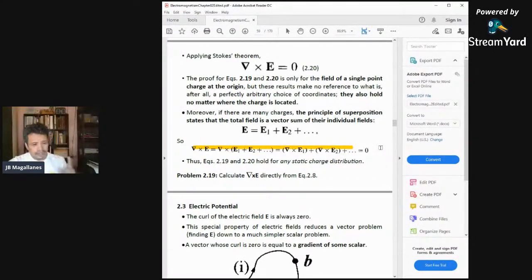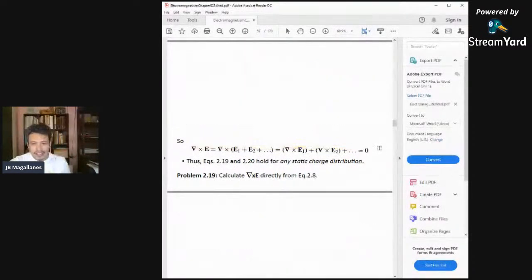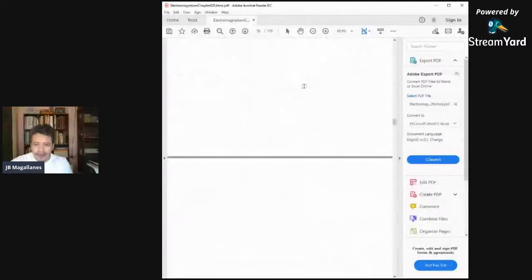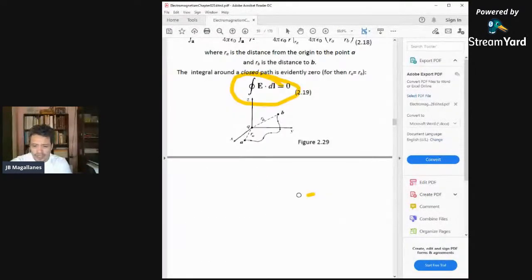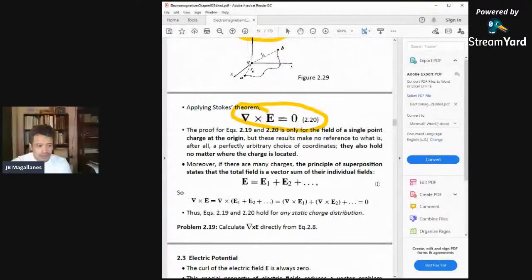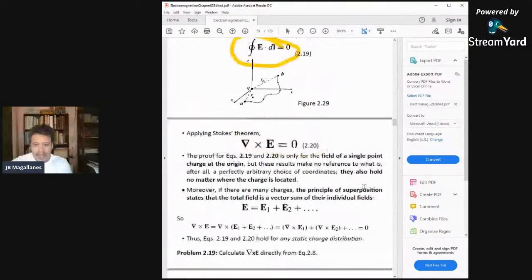So the curl of the sum will just be the sum of the curls of each of the fields. So that's also equal to zero. So that means that this equation, this one, whether it is for discrete or continuous distribution of charges, holds true. So it holds true for discrete and continuous distribution, for any static charge distribution. So whether there's only one charge or many point charges or a continuous charge distribution.